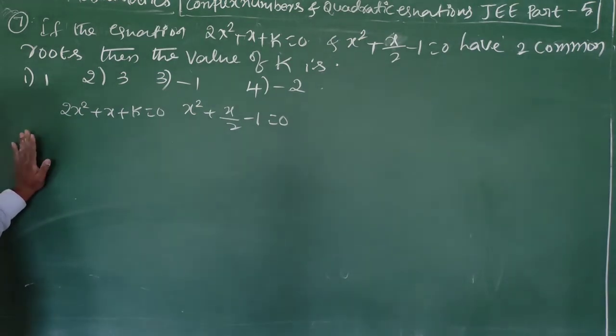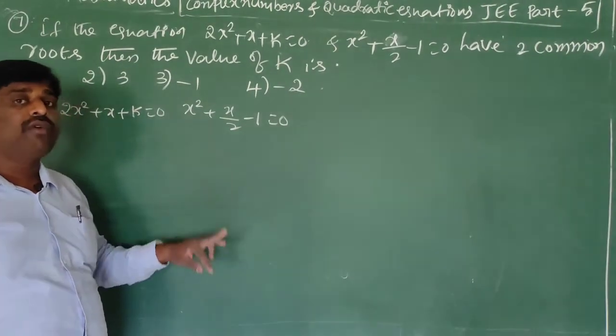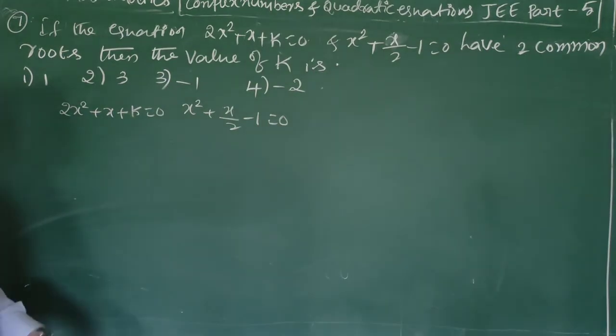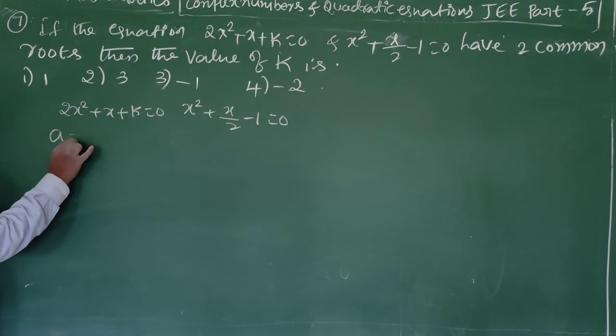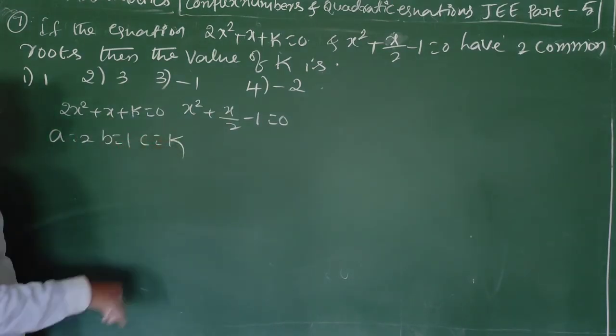This concept: one common root, two common roots. The one common root formula is different, and the two common roots formula is different. Here they are asking what? Two common roots. Here a is equal to 2, b is equal to 1, c is equal to k.